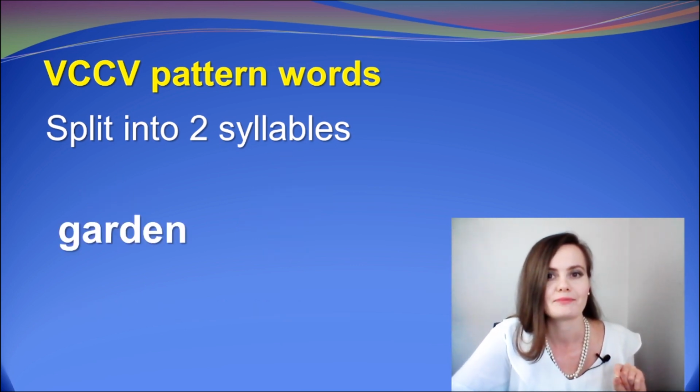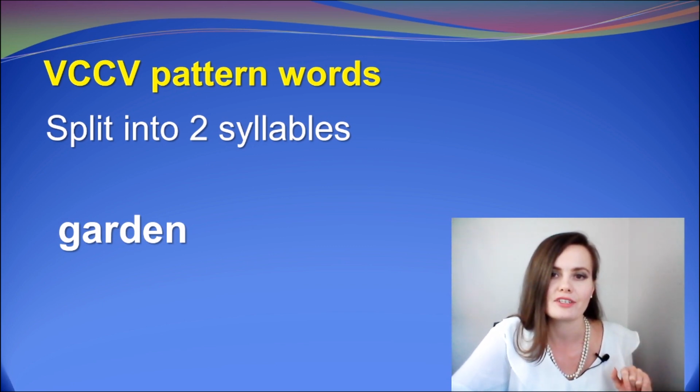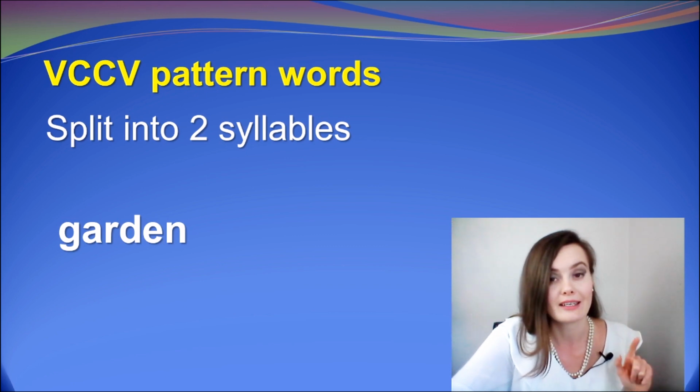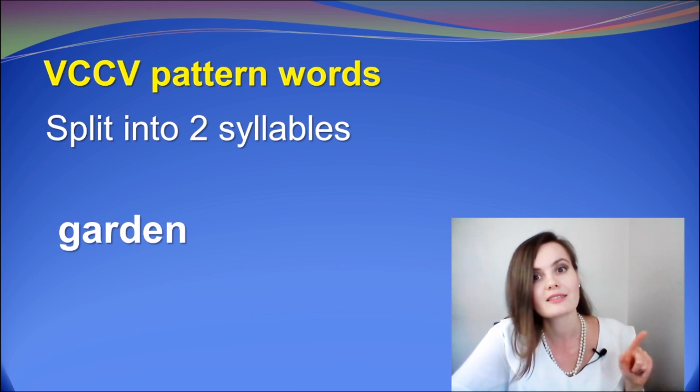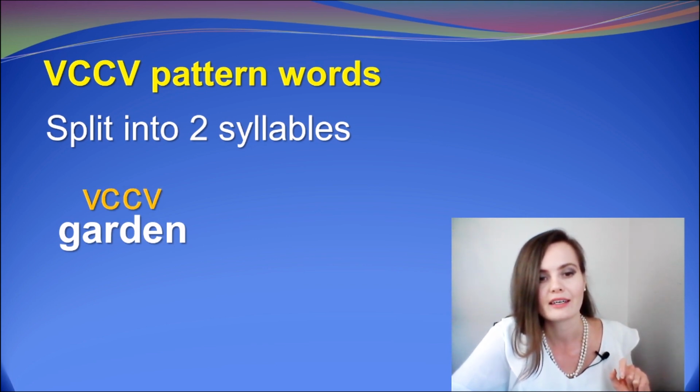Okay. So next word. I'm sure you can split it and you can read it. Let's find the first and the second vowels. Yes, the first vowel, then the consonant, and the vowel. So we get V, C, C, V, split. So we get garden, garden.